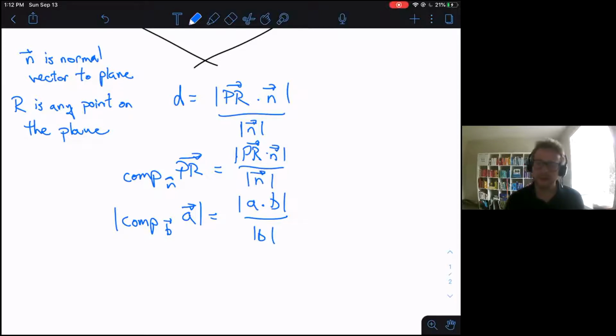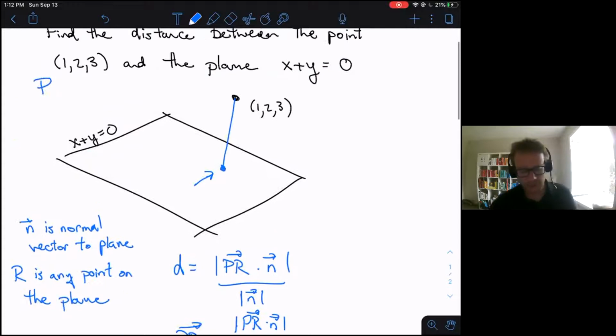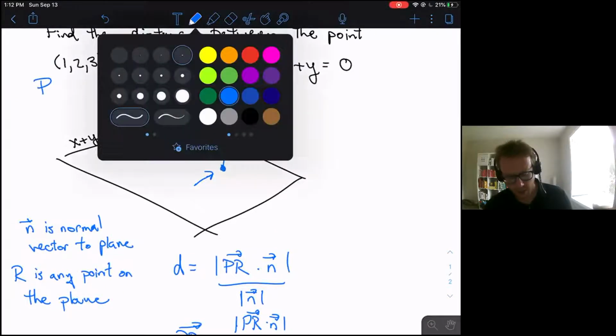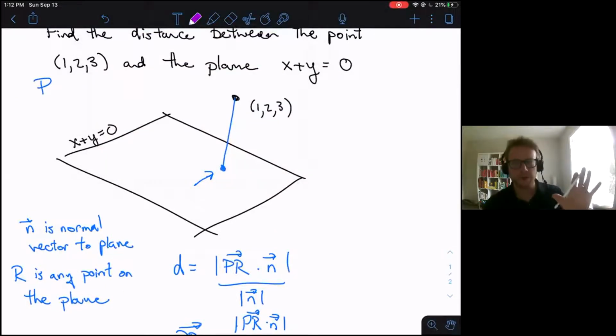So this right here is just the scalar projection of PR onto n. I want to talk a little bit about why this would be the case. We're going to go out and find some point R, and it's very probable that R is not directly underneath this P like we'd like it to be here. So maybe R is over here or something like this.